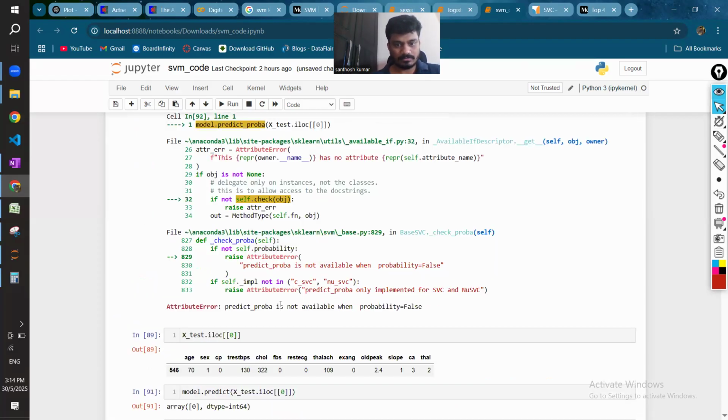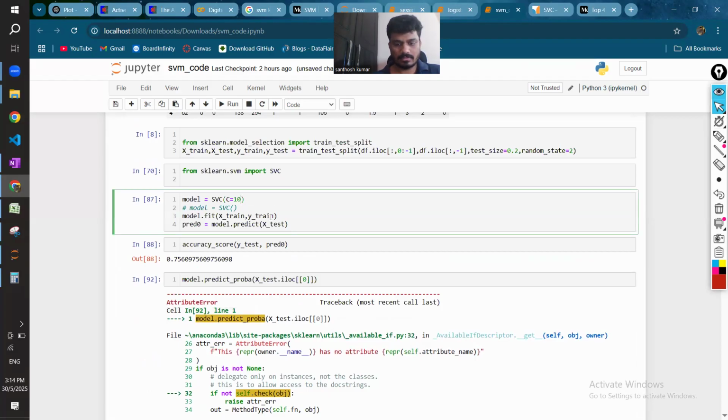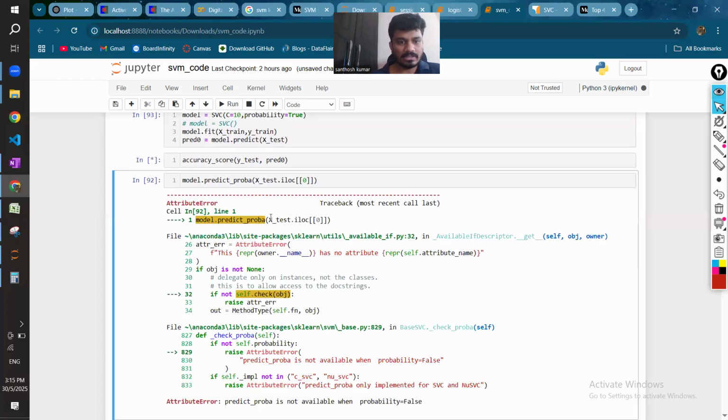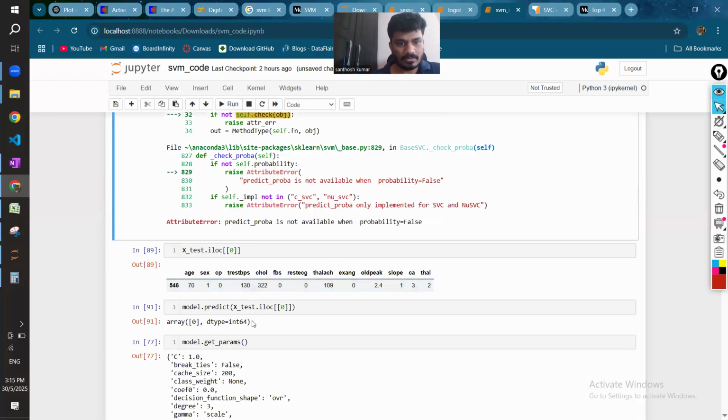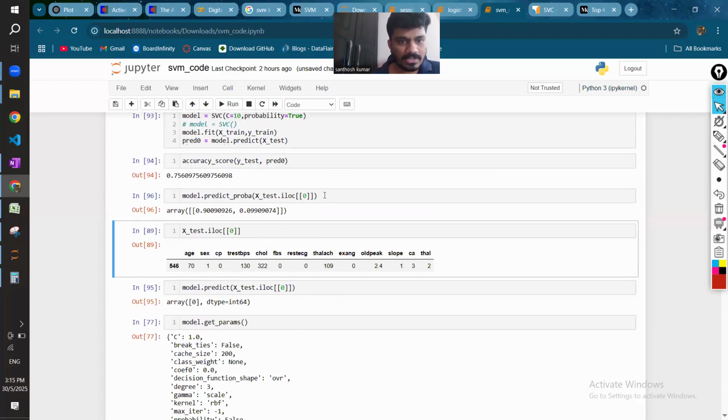So now if I just set it to true, and now if I calculate the accuracy, that is the same. And here also I can go with the prediction as 0. But now if I do this, see, this is the probability for 0, this is the probability for 1. 90% it is the probability of 0, and almost 10% it is for 1. That's why the output is 0.